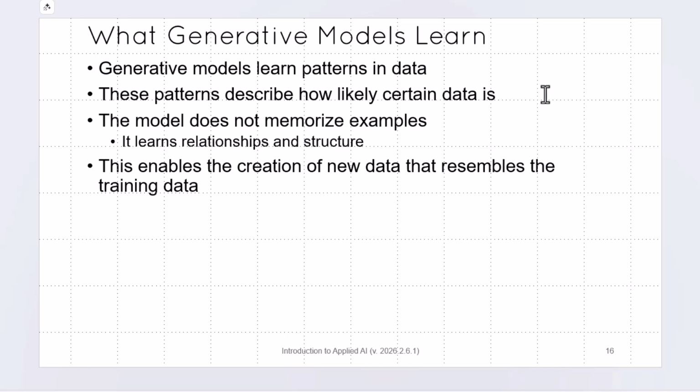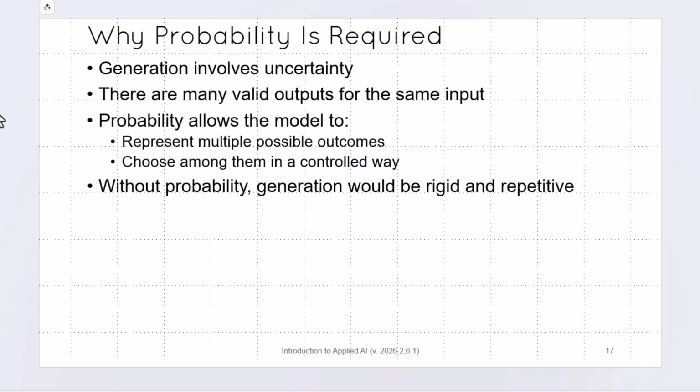What do generative models learn? Well, generative models learn patterns in data. These patterns describe how likely certain data is. The model does not memorize examples, it learns relationships and structure. That enables the creation of new data that resembles the training data.